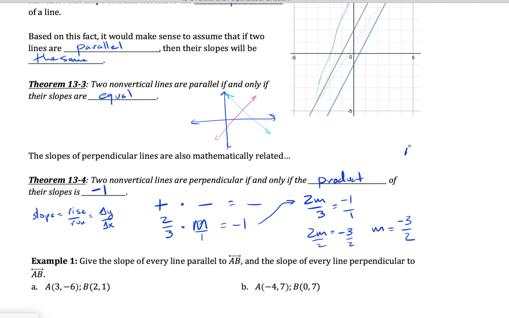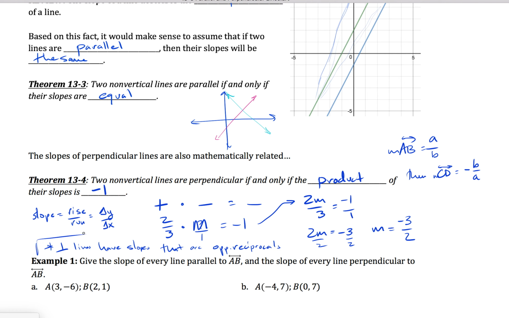What do I mean? Let's say the slope of line AB, the m of AB, is A over B. Then the slope of CD, the m of CD, if AB and CD are perpendicular, would be the opposite. So this one was positive, we'll make this one negative, and then we do the reciprocal, B over A. So if you wanted to jot yourself a note, you might say that perpendicular lines have slopes that are opposite reciprocals. This is another way of saying that if two lines are perpendicular, the product of their slopes will be -1. It means those two slopes will be opposite reciprocals of one another.